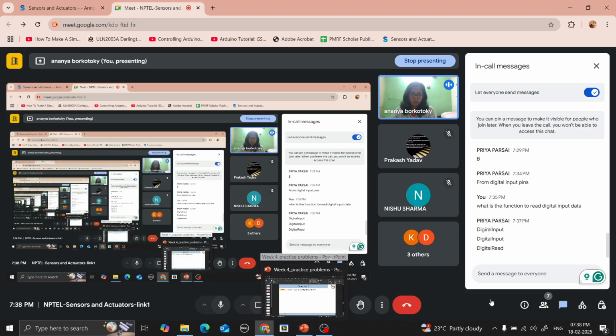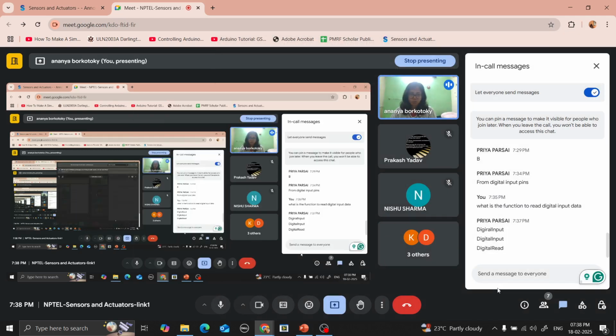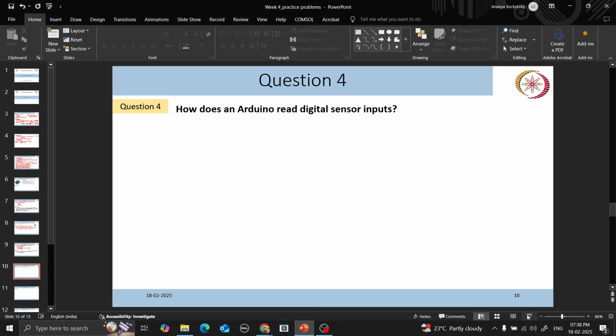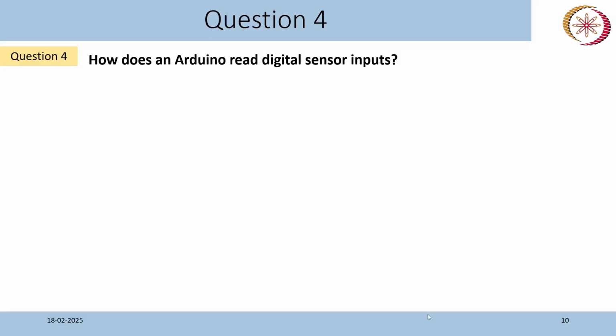And when you write a function, you should also use the bracket. If you know C++, you know why you use the bracket. I will write it here. I'm writing a few of the functions that are used in Arduino.